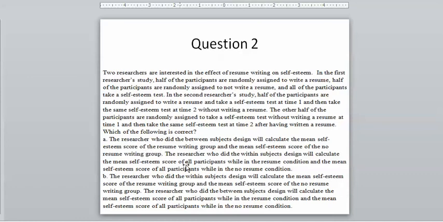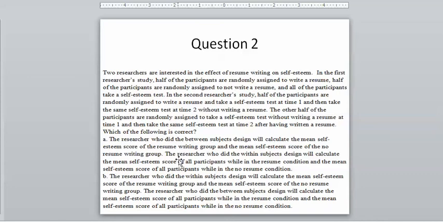And if you're doing a within subjects design, well, each of your participants has 2 self-esteem scores, because each participant takes the test 2 times. So each participant has a self-esteem score at the time when they wrote the resume, and a self-esteem score at the time when they didn't write the resume. Which means that the researcher will have 2 columns of self-esteem scores. One column for the resume condition, and 1 column for the no resume condition.